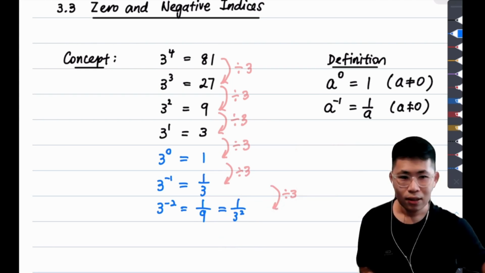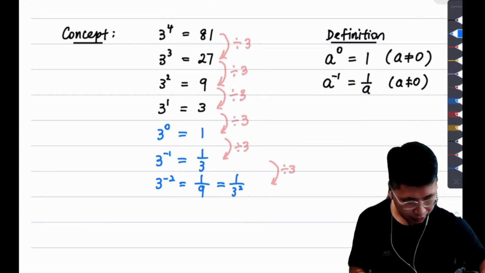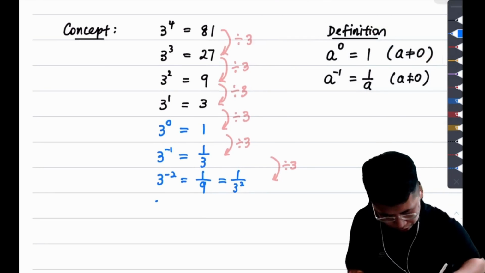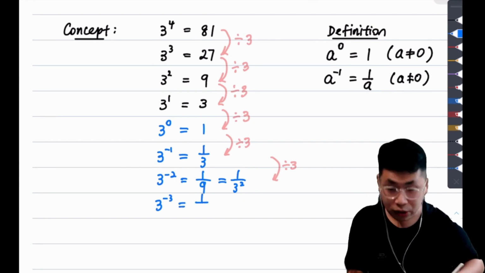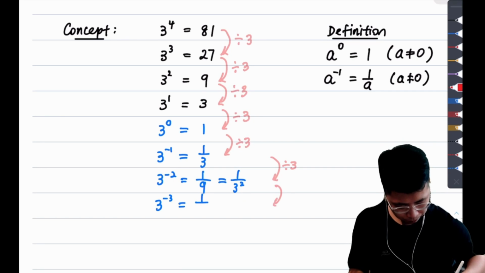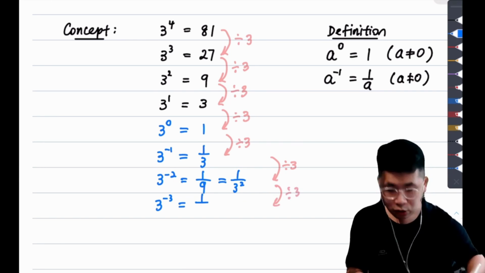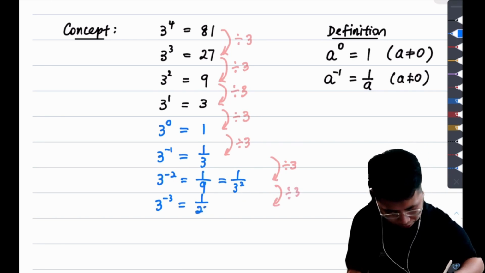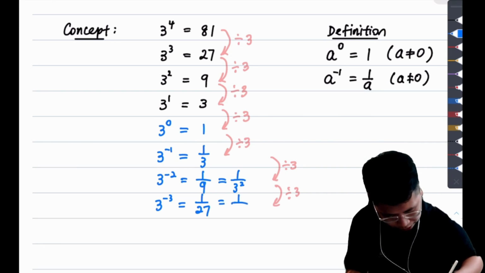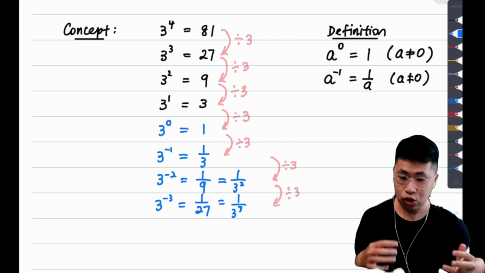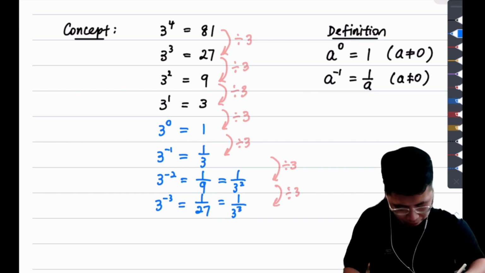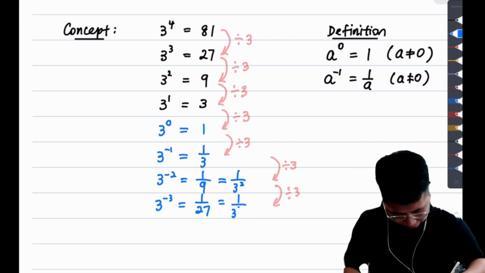Okay, so back to this over here, we push one more step further. 3 to the power of negative 3. Let's continue to see the trend. This is when you divide by 3, right? 1 over 9 divided by 3 is 1 over 27, and 27, as we know, is 3 cubed. Right, so can you see the relationship between the negative power and the actual number over there?